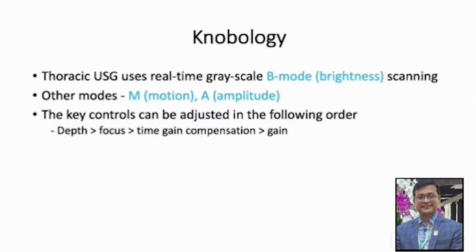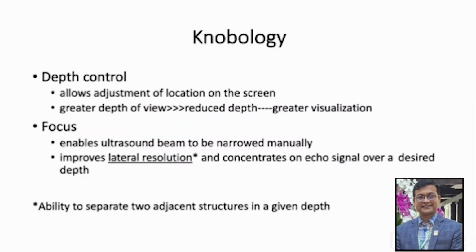The key controls can be adjusted in the following order: first the depth, then the focus, then the time gain compensation, and then the gain or brightness. Just have a look at each and every one. The depth and focus, what is this? First, we have to choose a structure that we are going to examine. Then we have to adjust the focus for the best possible image, and it improves the lateral resolution.